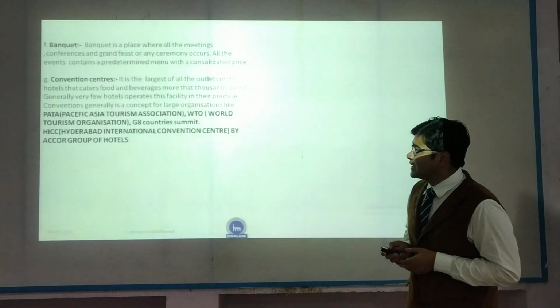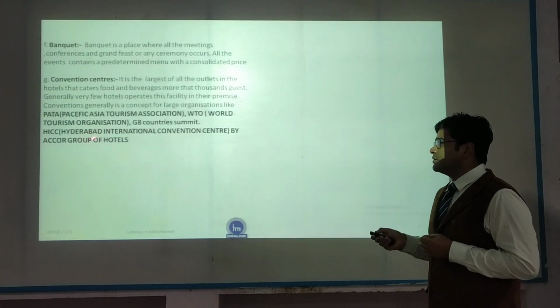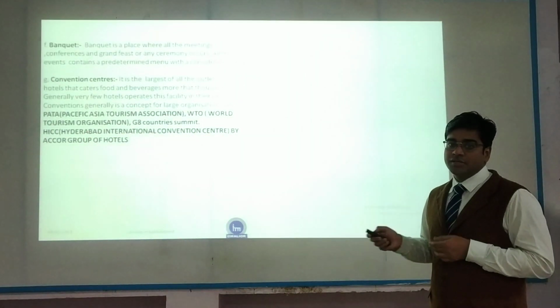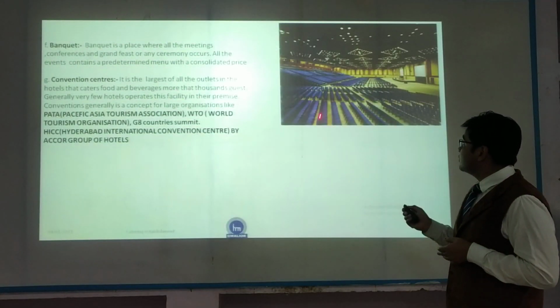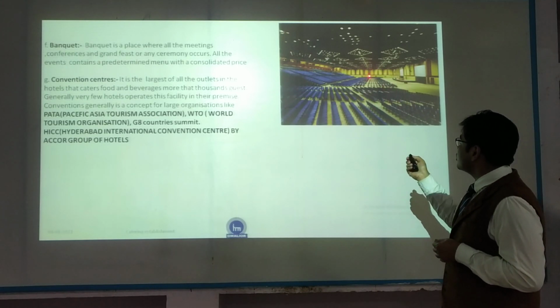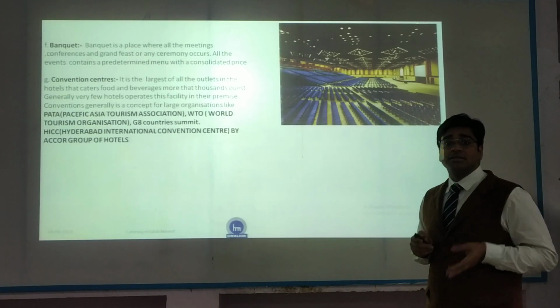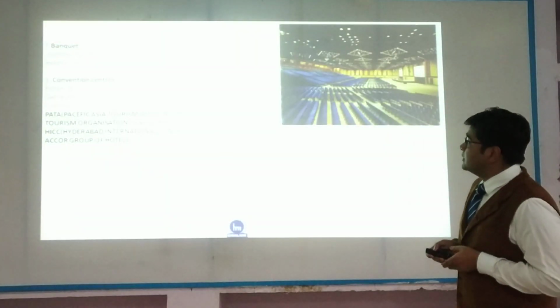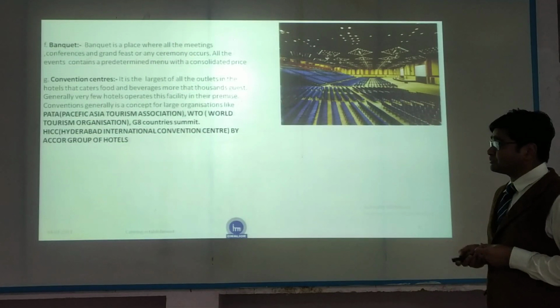Okay, so let's take an example. There is the Hyderabad International Convention Center by Accor Group of Hotels. That is the largest convention center in India. It looks something like this. Take a look at this picture. That's how this area could be. So lots of large meetings and conferences, sometimes some music concerts can also happen over here. A huge number of guests can come over here, and at the same time they can dine.